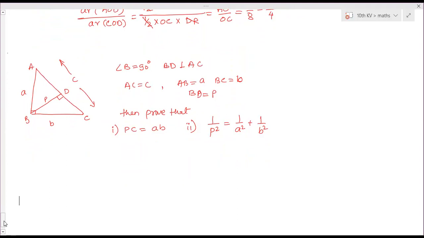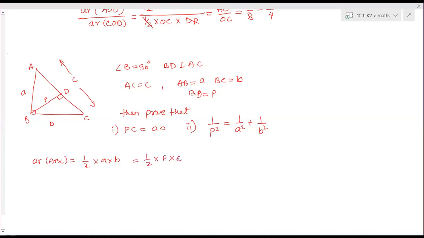First part, can you prove? Using the first part we have to prove the second part. Yes, anyone can try? Ma'am, yes, Aditya. We can prove by area, like half into base into height. Okay, tell me how to do. Ma'am, of ABC we can write half into A into B, and that is also equal to half into P into C.